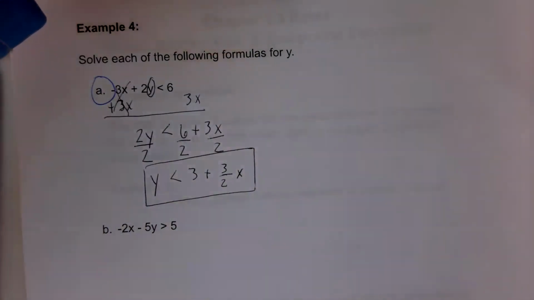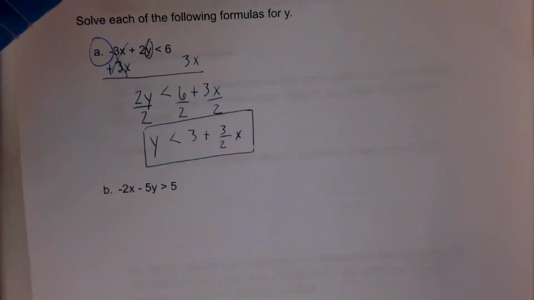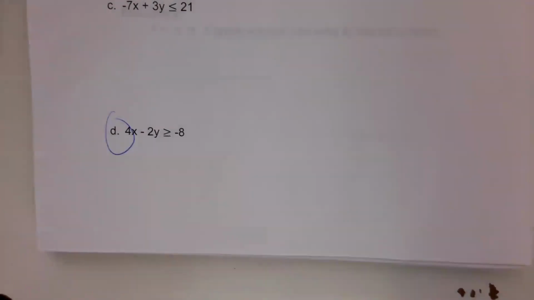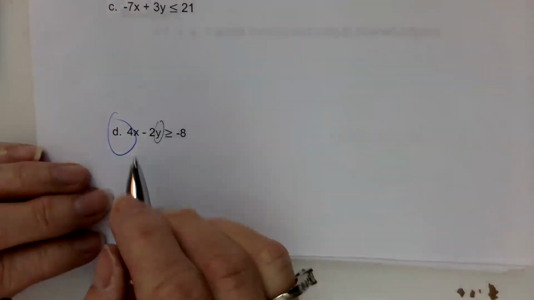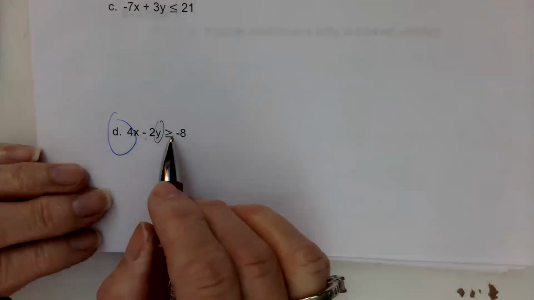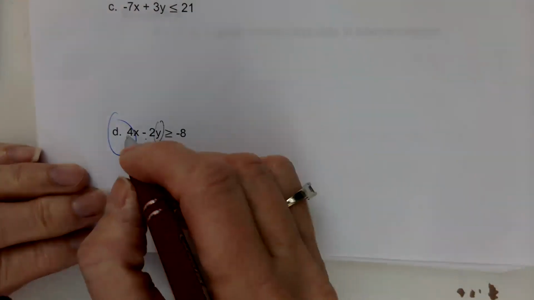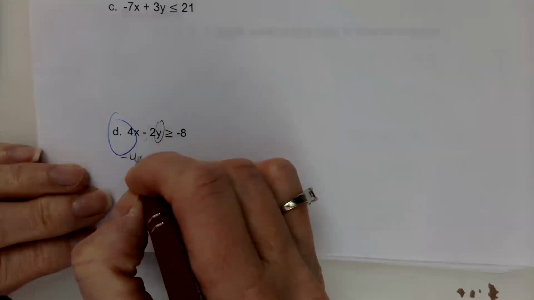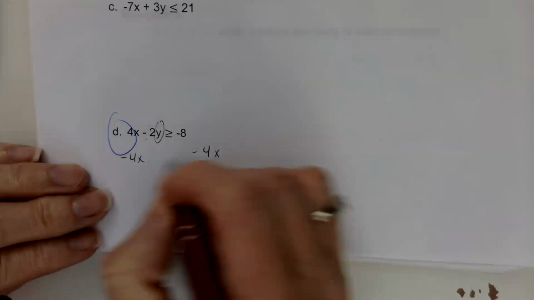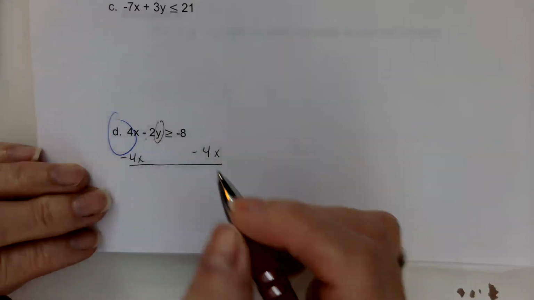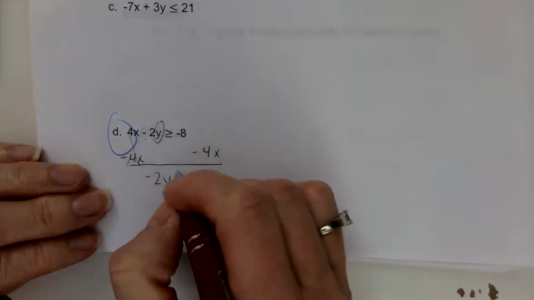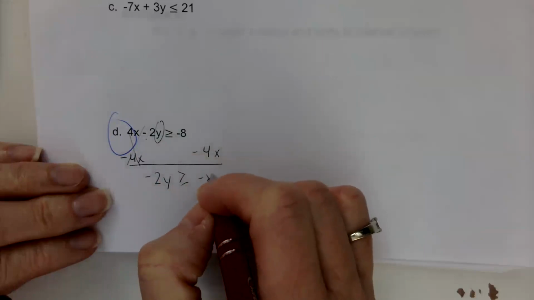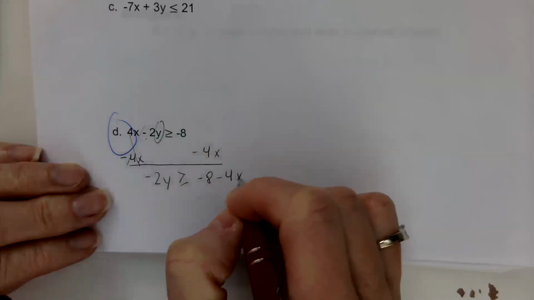We want to solve for y. So let's do D. I'm just going to circle y here. So we have 4x minus 2y is greater than or equal to negative 8. So first we need to subtract 4x to the other side. So 4x minus 4x, so we have a negative 2y is greater than or equal to a negative 8 minus 4x.